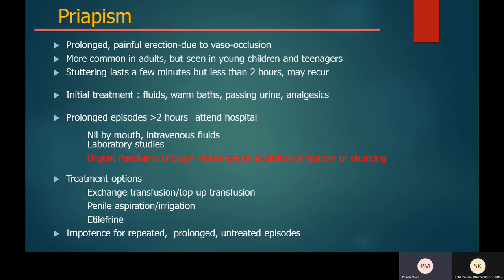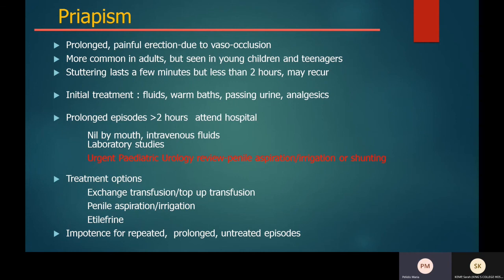Now, priapism is something that can occur in young boys and teenagers with sickle cell disease. This is defined as a prolonged, painful erection, and this is due to vaso-occlusion in the vessels in the penis. It's more common in adults, but we have seen it in very young children and teenagers. Sometimes priapism is called stuttering because it only lasts a few minutes, goes away, but then recurs quite frequently. But the total duration time is usually less than 2 hours.